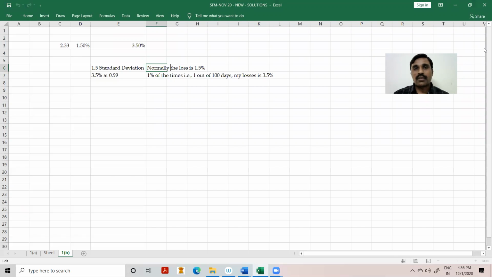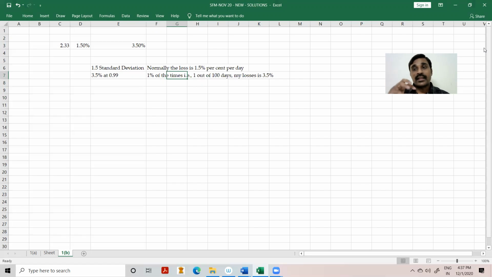Normally the loss is 1.5% per day. Out of 100 days, my loss is 3.5% on one day. Say for example, startup companies like Flipkart, every day they are giving a discount and losing 1.5%. But 1 out of 100 days, say every 3 months, approximately 90 days, they come out with some big billion day or a big Indian festival sale.